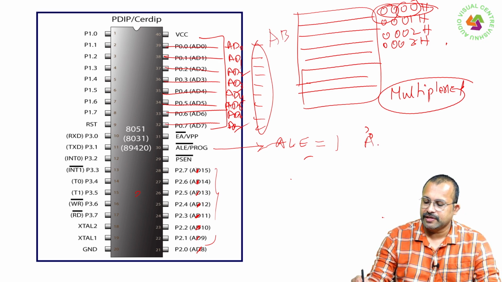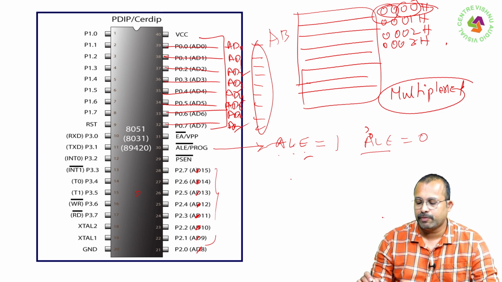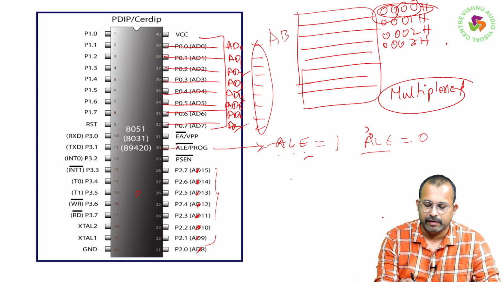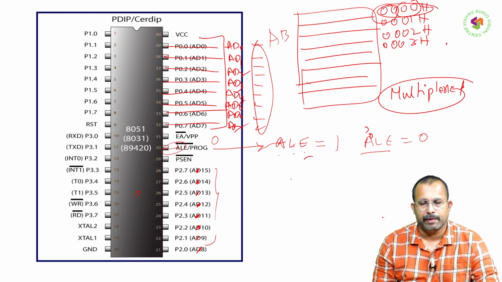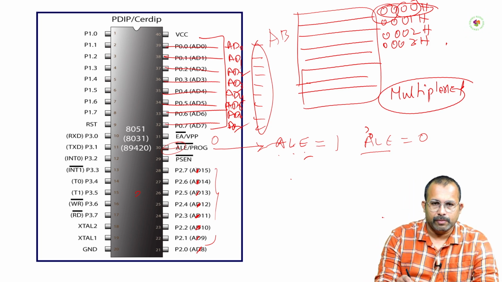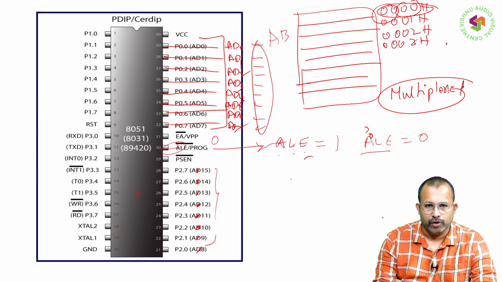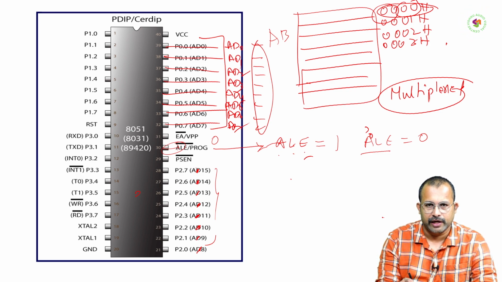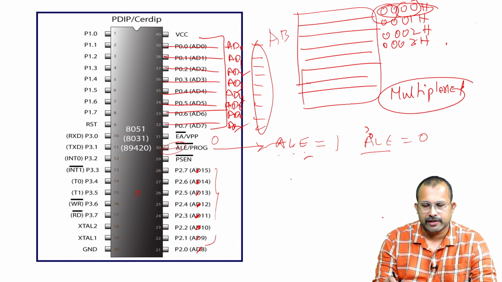If ALE, address latch enable, is 1, the address bus will be present. When it is 0, the data bus will be present. That means the bus will be acting as data bus. And there are no multiplexed lines across port 2, only higher order address lines are present. Obviously, it will only have higher order address lines.